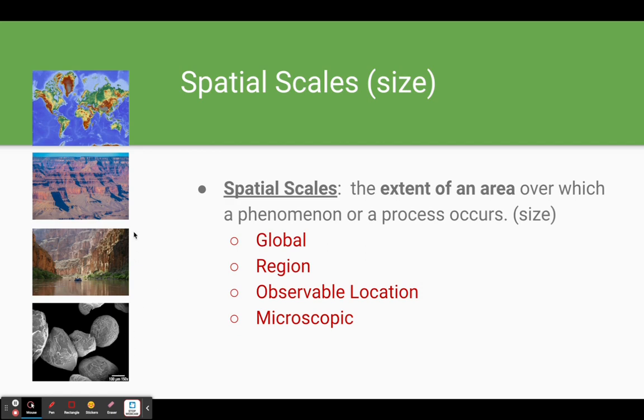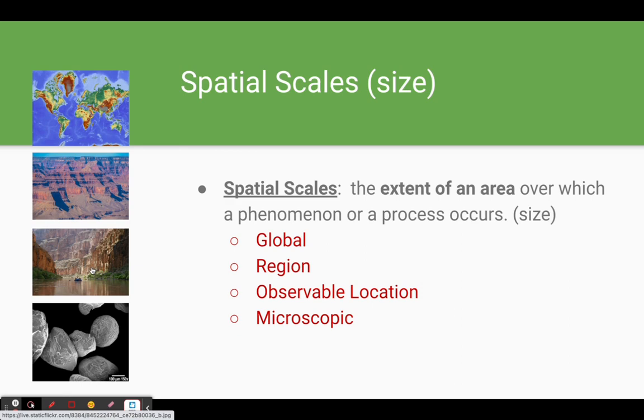Another spatial scale is region. For example, this is the Grand Canyon. You can draw the Grand Canyon here if you wish, add some color. You can draw the Rocky Mountains. A region is going to be smaller than global, but it's still going to be quite a large area.